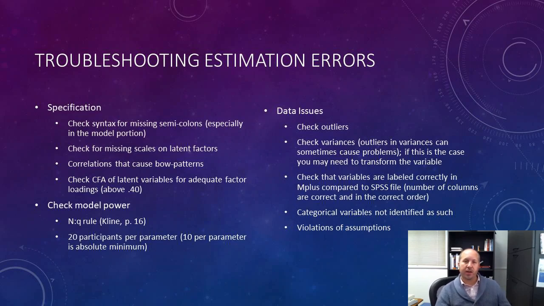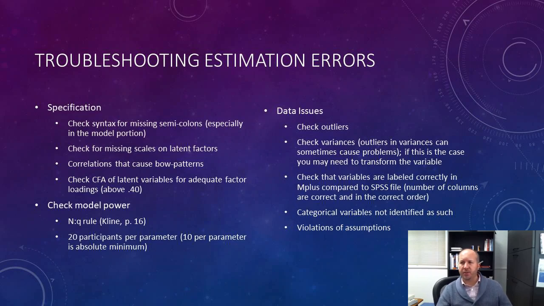Secondly, check your model power. This is back way at the beginning of the semester, page 16 of the Klein book. It talks about the N:q rule. This is the ratio of participants to parameters, where N is the number of participants and q is the number of parameters. You now know how to calculate how many parameters you have in your model. So you can go back and calculate your number of parameters and look at your sample size. You should have at least 20 participants per parameter. So if your model is really underpowered, you don't have enough participants per parameter, that can cause an issue with estimation.